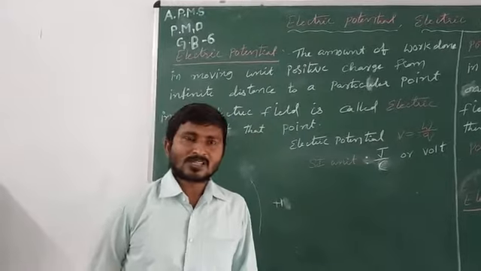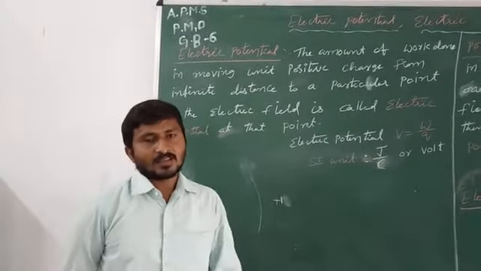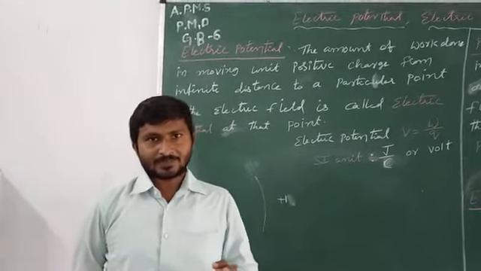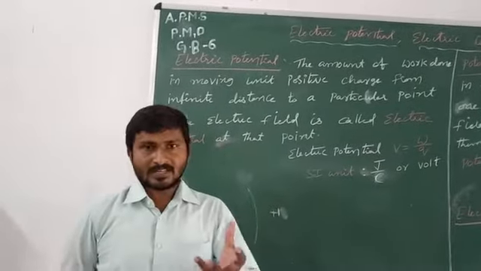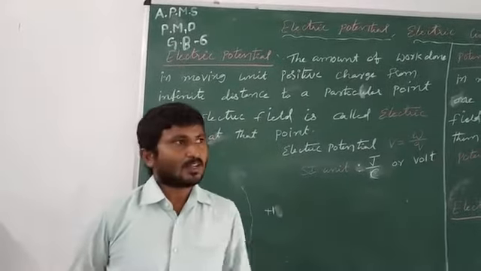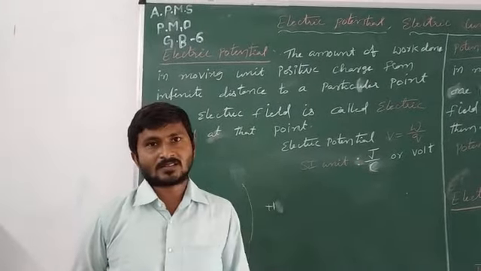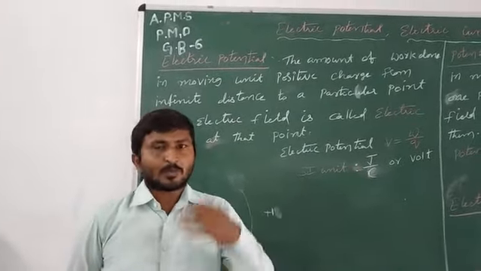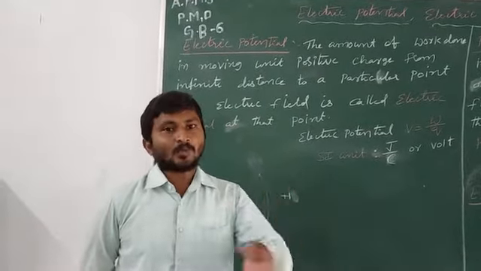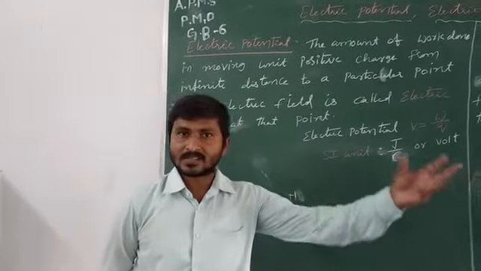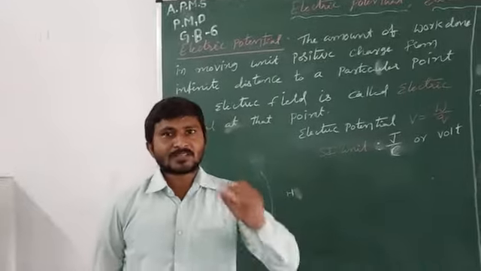We know that for the flow of heat, it requires temperature difference. Like for the flow of fluid, it requires pressure difference. For the flow of air, it requires pressure difference. Similarly, for the flow of electric charge, it requires potential difference. Due to the potential difference, the charge flows from one place to another place, and that amount of charge flowing per second is called electric current. To produce electric current, we require potential difference.